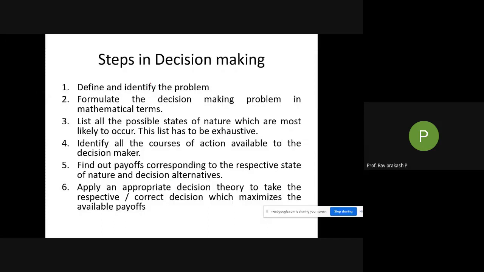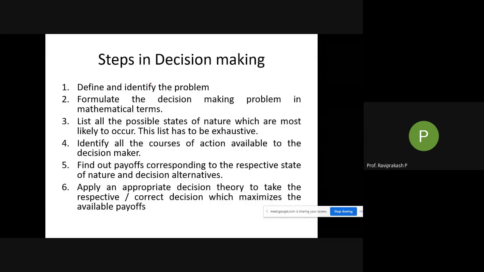Okay, steps in decision making. We had seen 6 steps. First, define and identify the problem. Formulate the decision making problem in mathematical terms. List all the possible states of nature. I think you remember states of nature, the things which are not in the hands of the decision maker. Those are the states of nature which are likely to occur. This list needs to be exhaustive. It should end after a certain number.